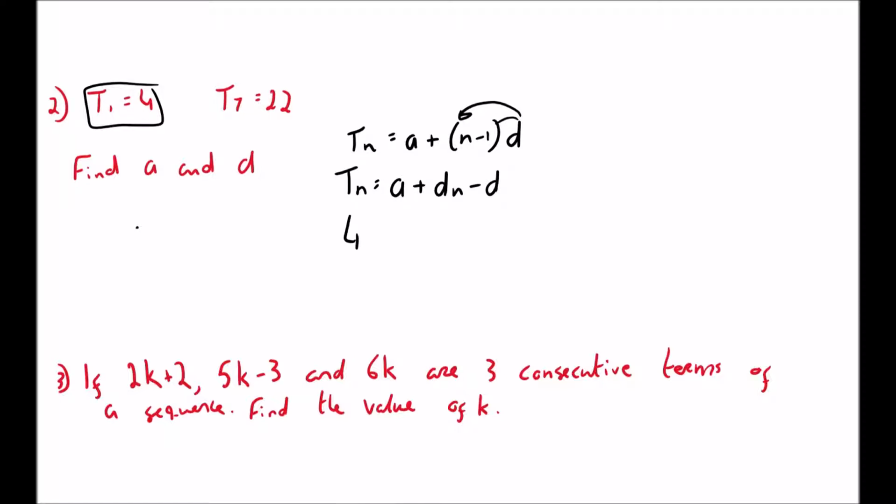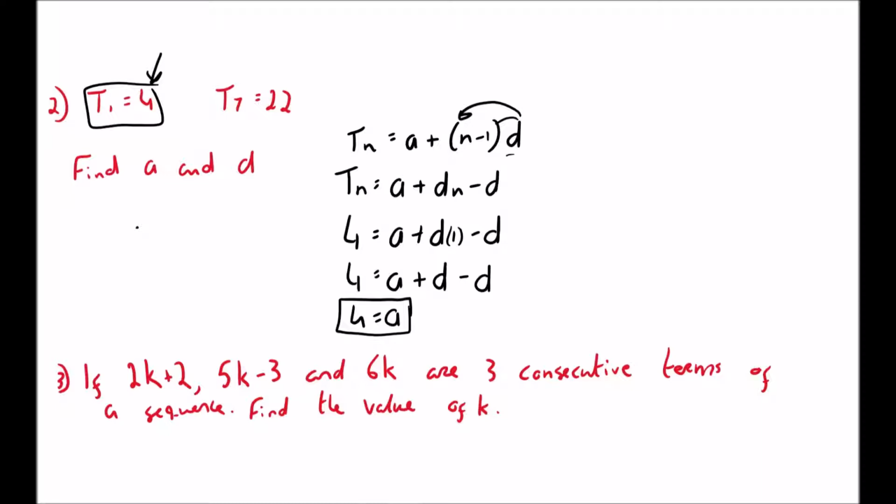Now I can slot in this information. So the Tn is 4, we get that from this. It's 4 when I put in 1 for n. Okay, so 4 equals a plus d minus d. So 4 equals a. So a is 4. Okay. If you wanted to, we could have put 4 into here, and we could have put 1 in for n straight away. We get the same answer.